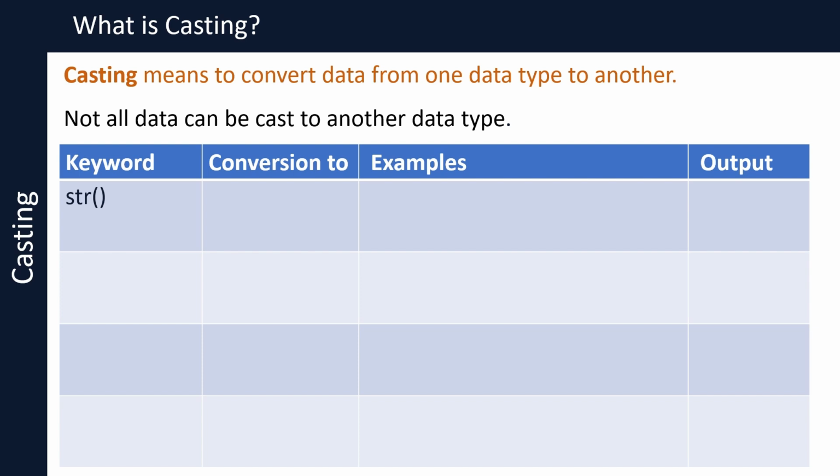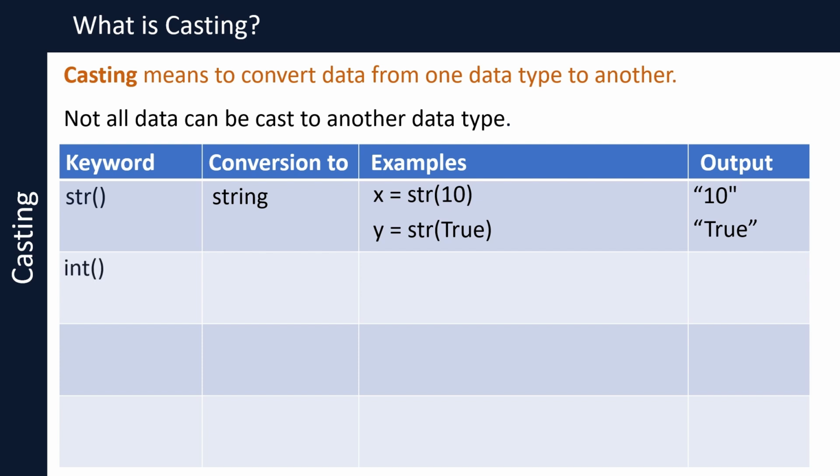The first keyword is str. It is used as str(). It is used to convert any data type to string data type. For example, x equals str(10). This converts integer value 10 to string value 10. Let's take another example. y equals str(true). This converts Boolean value true to string value true.